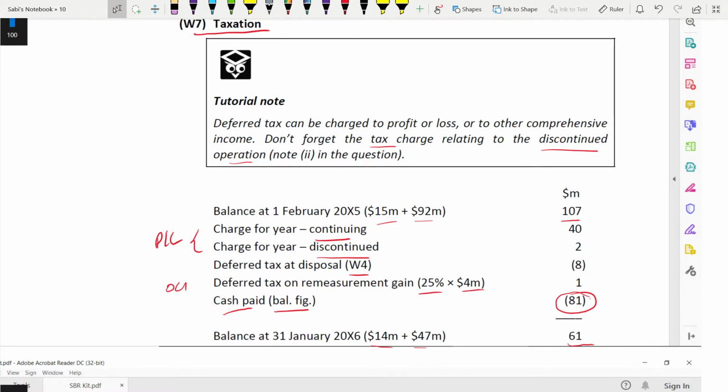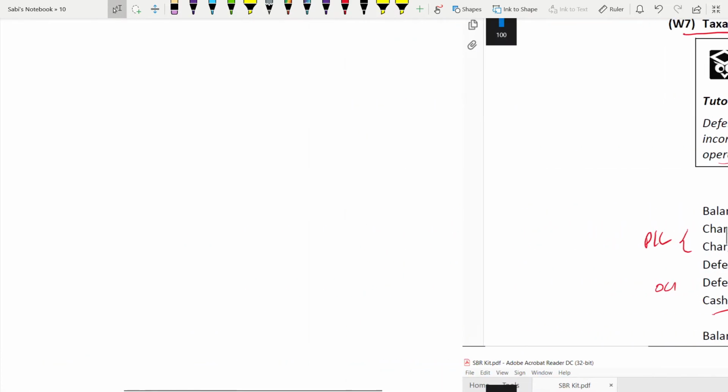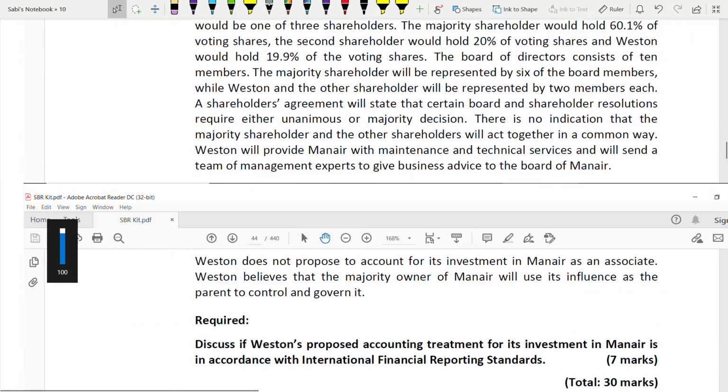Now we'll go back to the statement of financial position and also profit and loss to see the amounts, whether these amounts are correct or not, so that you understand how this amount came. 42 and all those things, except the deferred tax at disposal, because for that working 4 is there, we have to go to working 4 to see it. Now let us go to the statement of financial position.